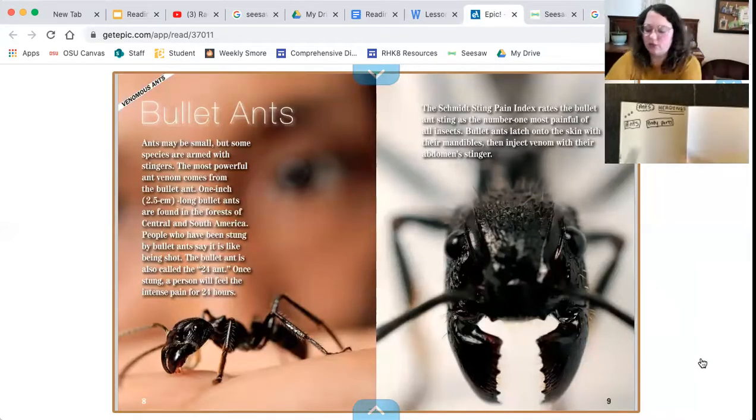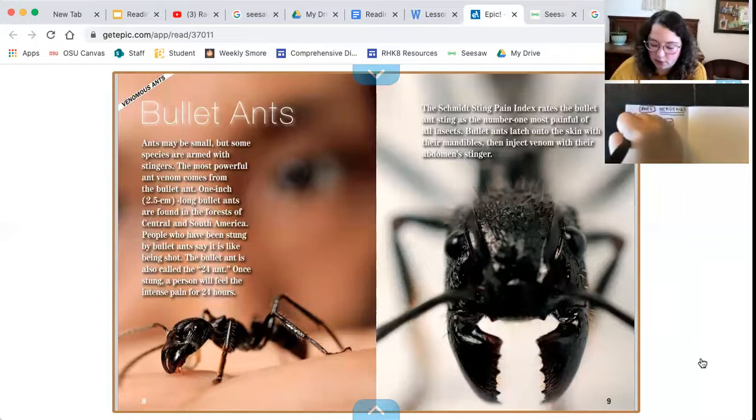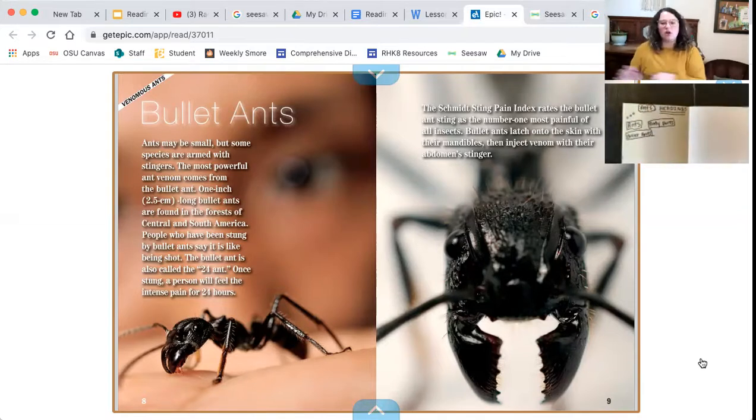Bullet ants. Whoa, has anyone ever heard of bullet ants before? I haven't. So we've got bullet ants. And then when I'm looking at the picture, I'm like, oh, that bullet ant looks pretty scary. But I know that that must be a picture of a bullet ant. So what's the big idea of the page? What's the heading? Bullet ants. And does the picture match it? Yeah, that's a picture of a bullet ant.